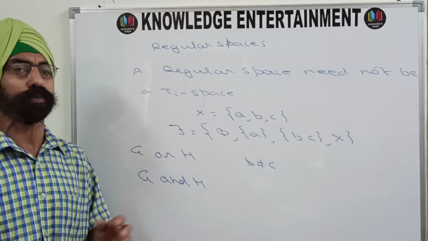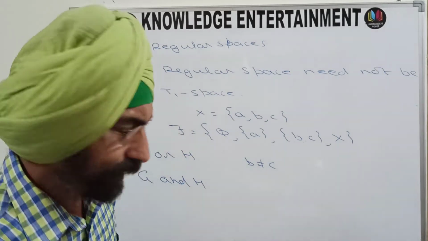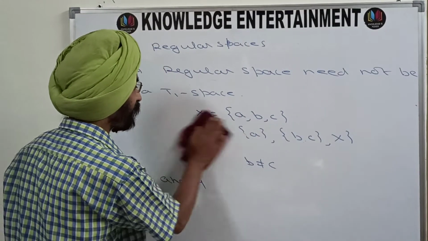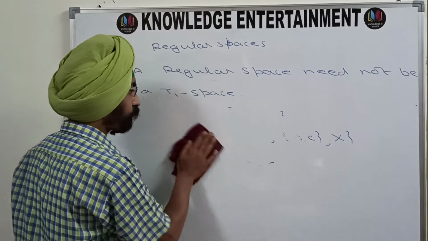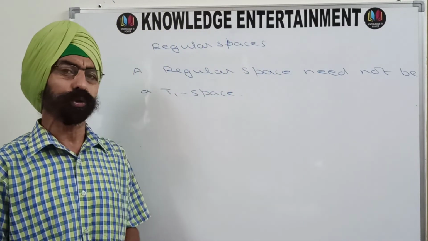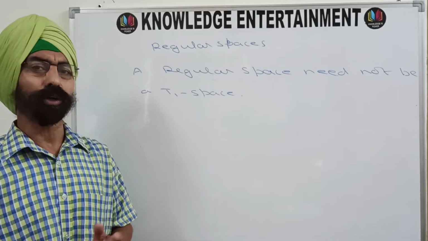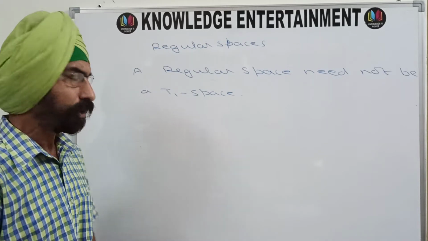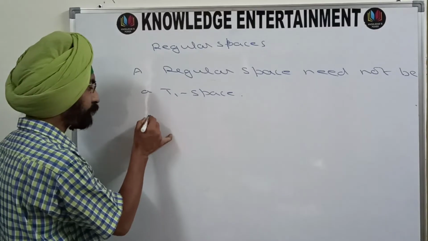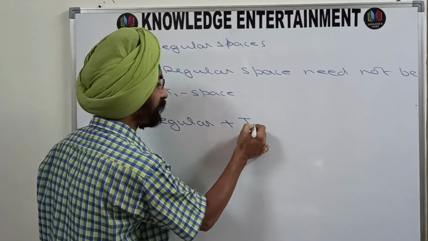So it is not a T2 space either. So a regular space need not be T0, need not be T1, need not be T2. So after T0, T1 and T2 spaces, it is obvious that it comes to our mind what a T3 space is. So a T3 space is a space which is regular as well as T1.